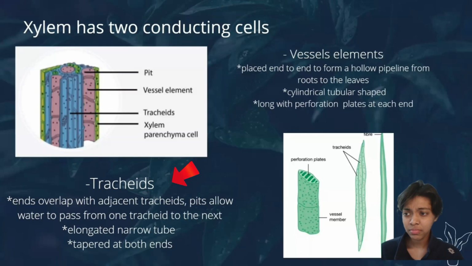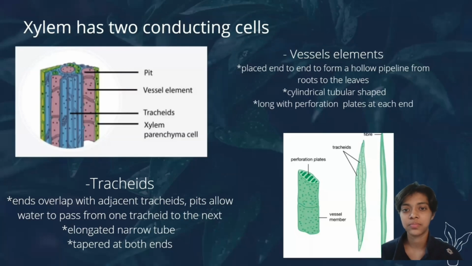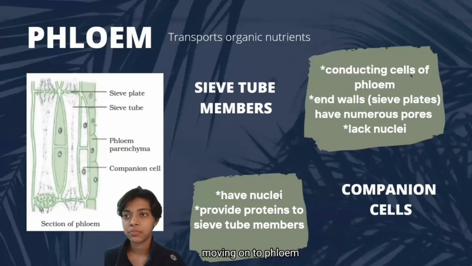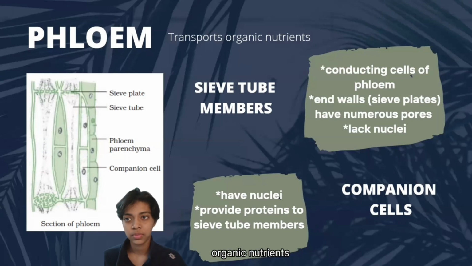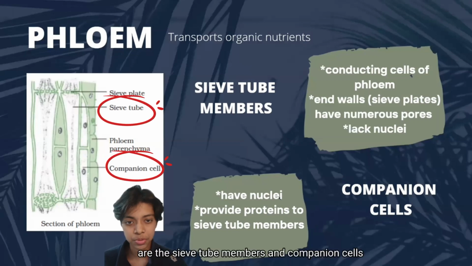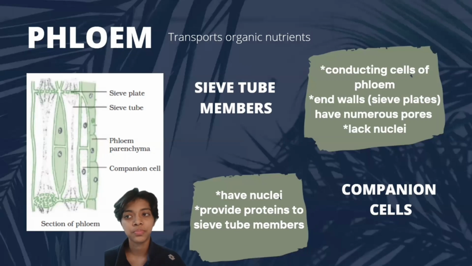Tracheids, however, have ends that overlap with adjacent tracheids, and the pits allow water to pass from one tracheid to the next. It is an elongated, narrow tube tapered at both ends. Moving on to phloem. The main function of phloem is to transport organic nutrients. Two important cells in phloem are the sieve tube members and companion cells. Sieve tube members are the conducting cells of phloem, whereas for xylem, the conducting cells are vessel elements and tracheids.